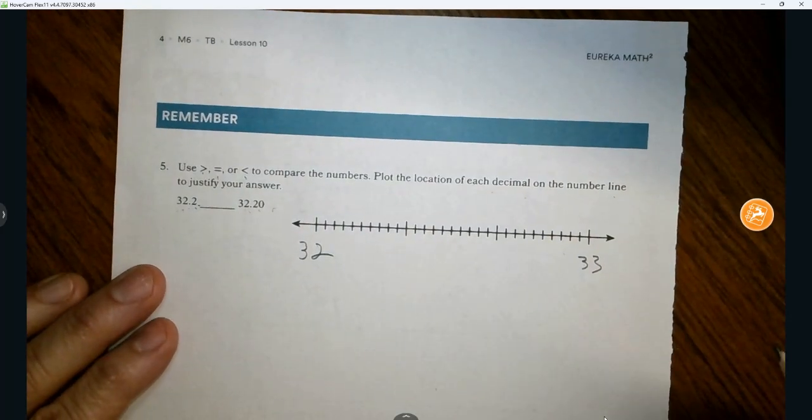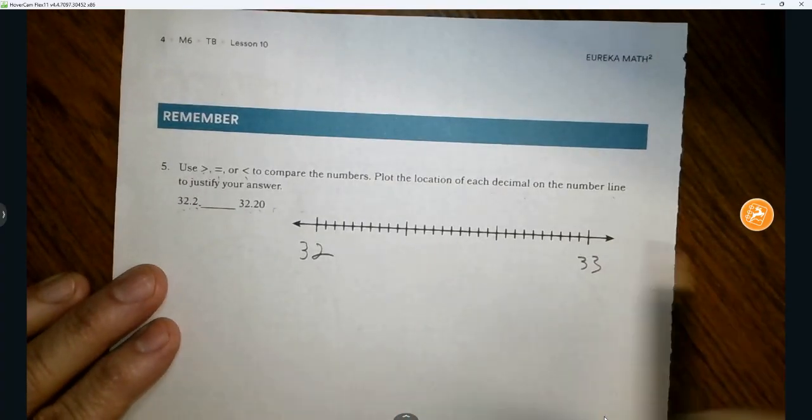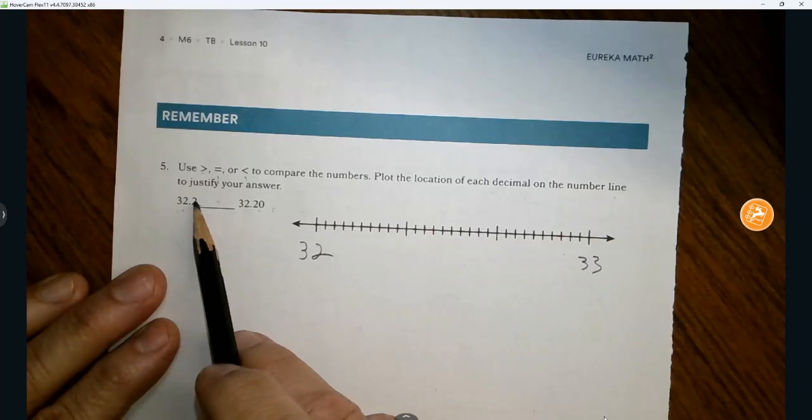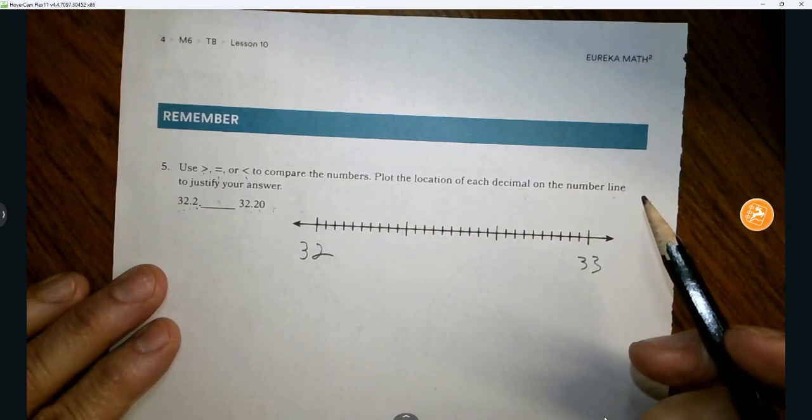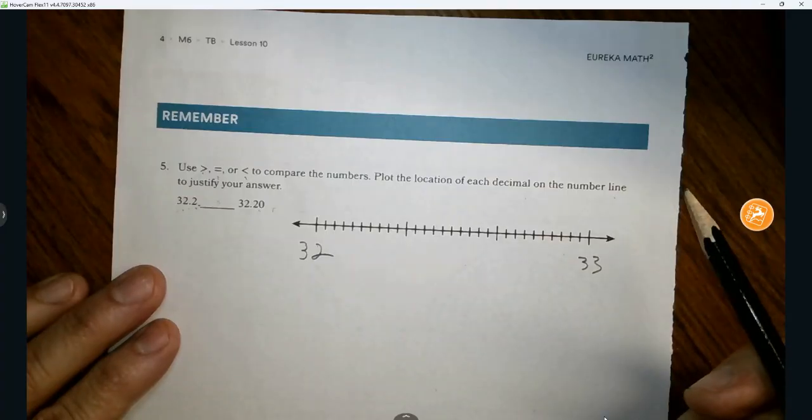You guys did something very similar to this on the test we just took not long ago. So show where both of those are between here. All right, and then show which one's bigger or are they equal? Remember, the mouth eats the bigger one, and the equal sign, well, that means they're the same.